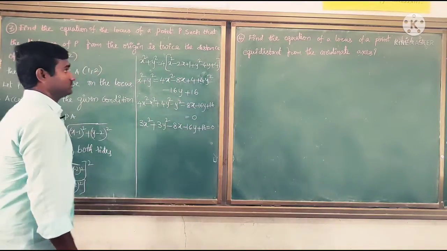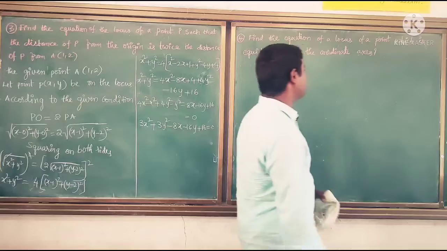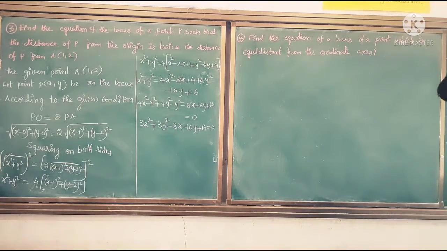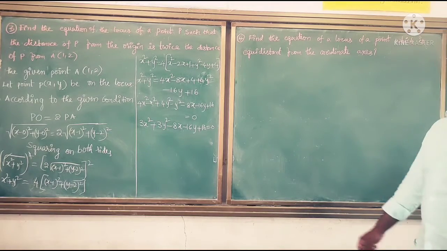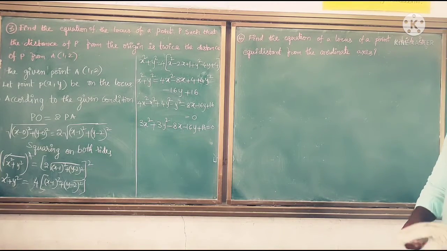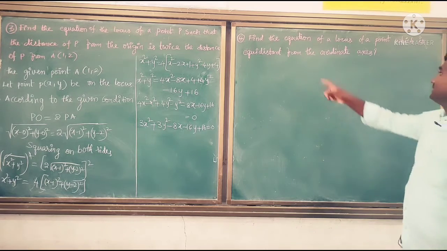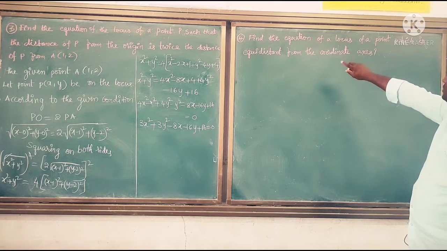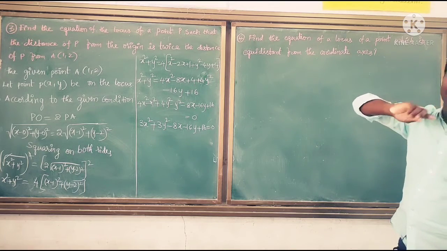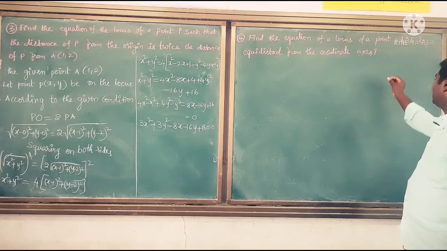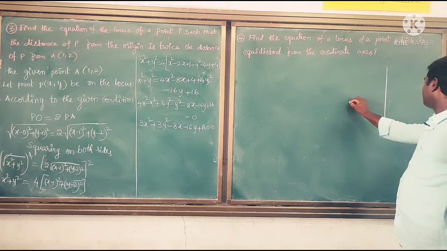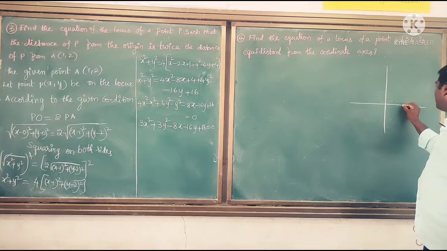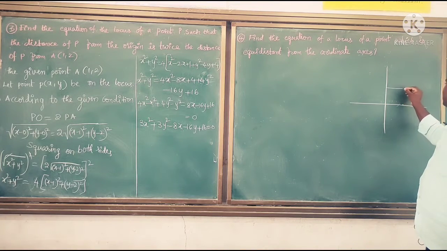Okay, next question. Find the equation of the locus of a point which is equidistant from the coordinate axes. So we need to draw a diagram first. There is no point given. From the coordinate axes, the distances must be equal. See, if you draw a diagram, we need to mark a point that is at equal distance from the coordinate axes. So this distance equal to this distance.